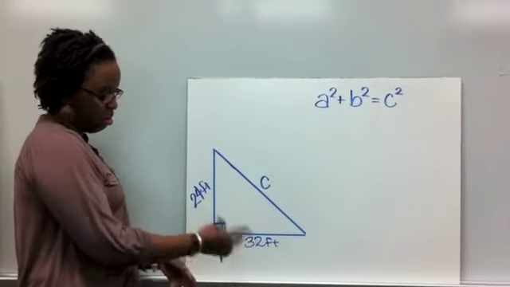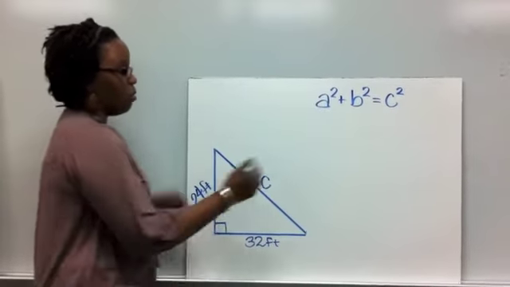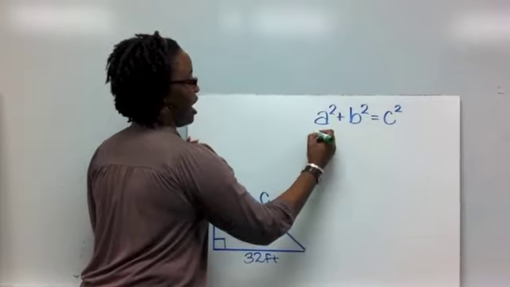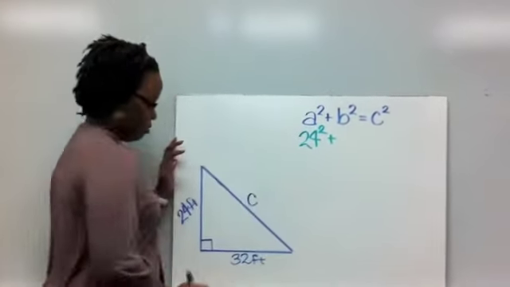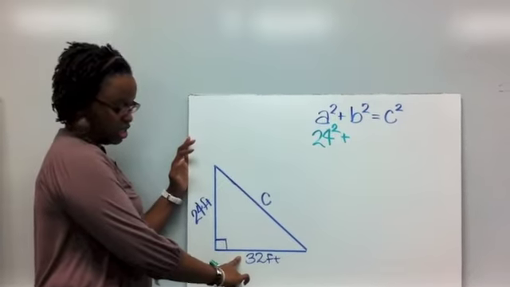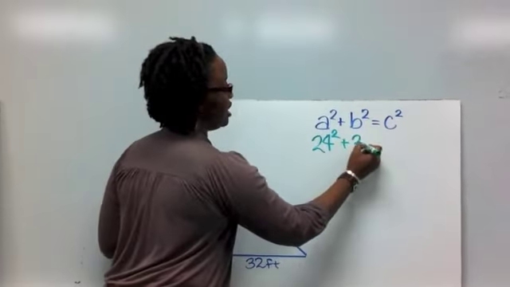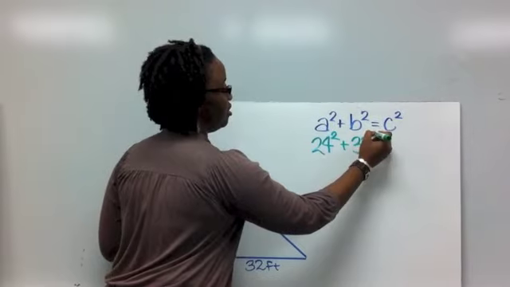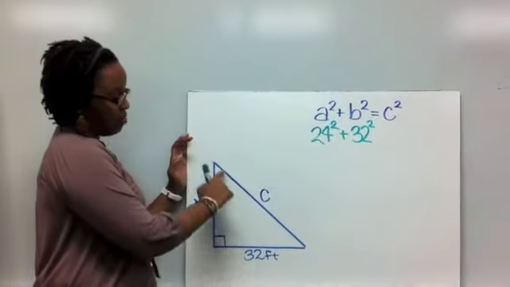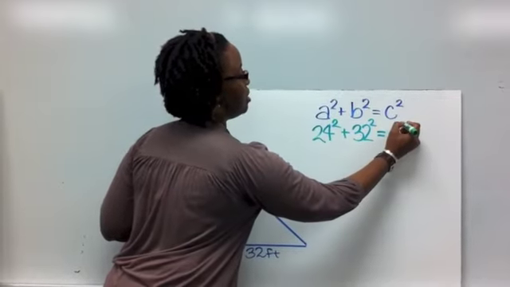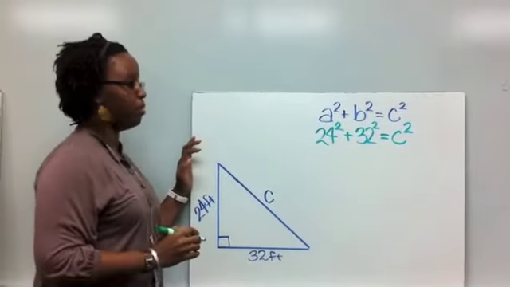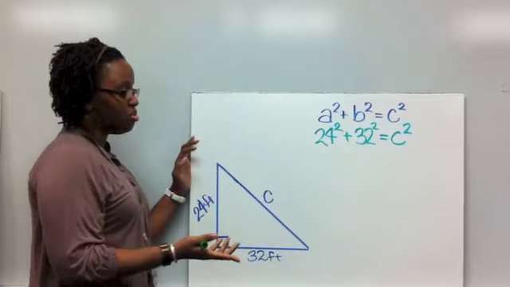We've got that one of our sides is 24. So I'm going to plug that in for A. So I'll need to do 24 squared. I've got my other leg is 32 feet. And so I'll plug that in for B. And so I'll need to do 32 squared. And I'm looking for C. And so I'll leave that variable there. C squared is what I'm looking for. Okay? And so now let's do the math.